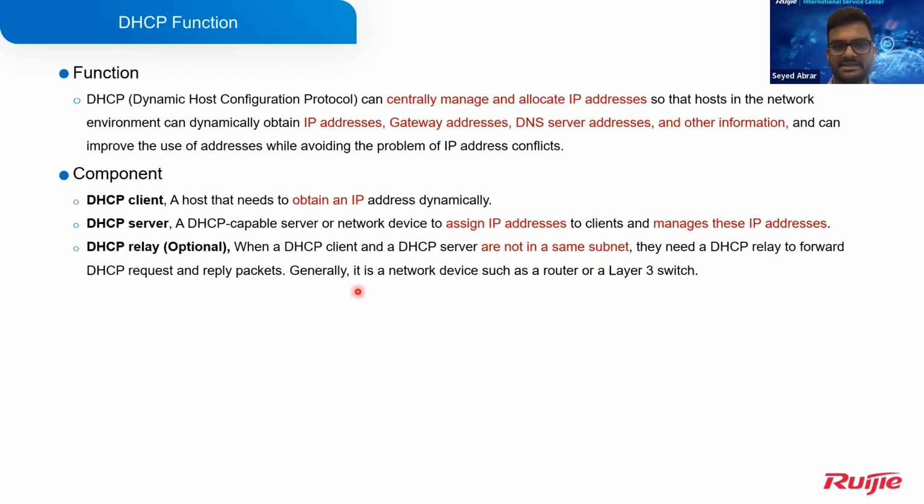And there are conditions in your network where you have only one DHCP server for different VLANs. So how can you do that? You can use a DHCP relay function. The DHCP client and server are not in the same subnet, but the server has to provide DHCP to the client. So you can use a DHCP relay to forward the DHCP request and reply packets. Mostly the DHCP relay is on layer 3 devices like routers or layer 3 switches, right? So these are the components of the DHCP function.